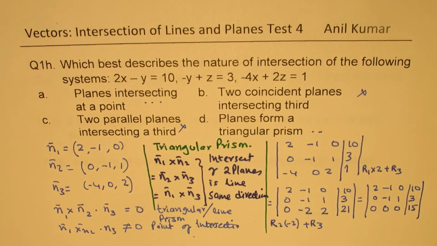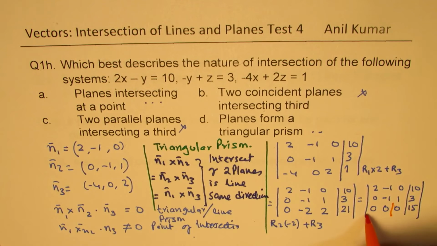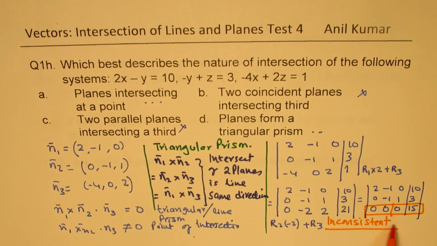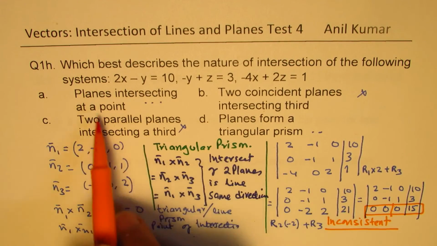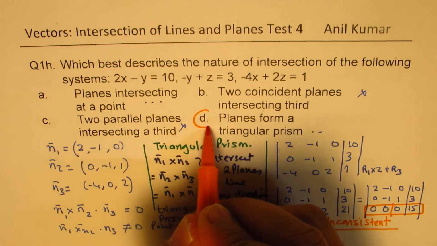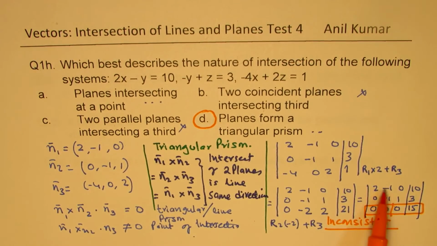So you get a state here which says 0 equals 15. Do you see that part? So that means the system is inconsistent. Correct? It is an inconsistent system, and so out of the given choices it becomes a triangular prism. Both of them will intersect in a line, and we get a triangular prism as our right choice. Is that clear to you?